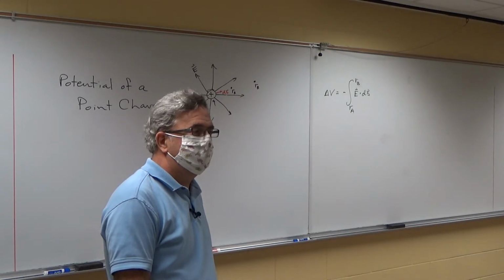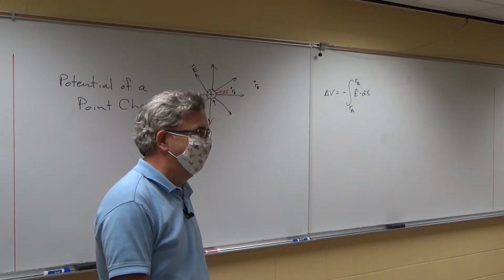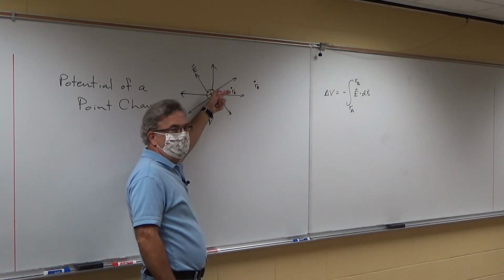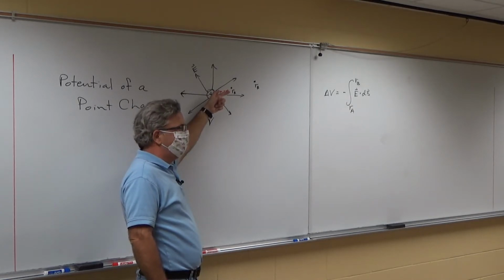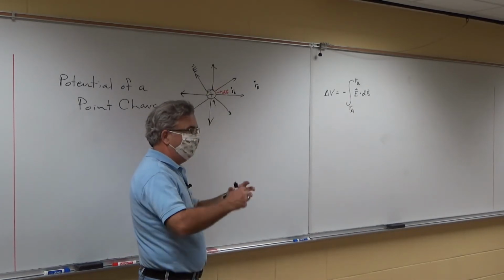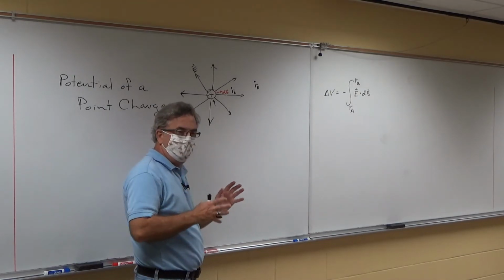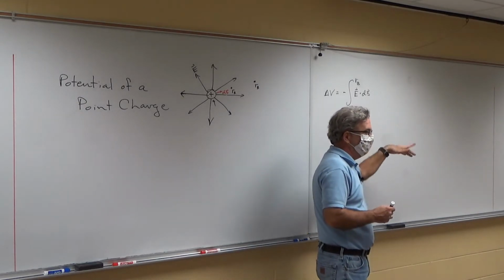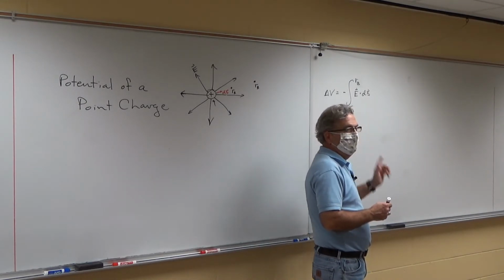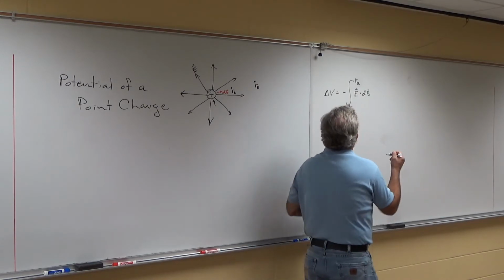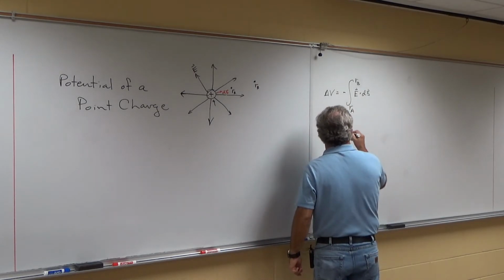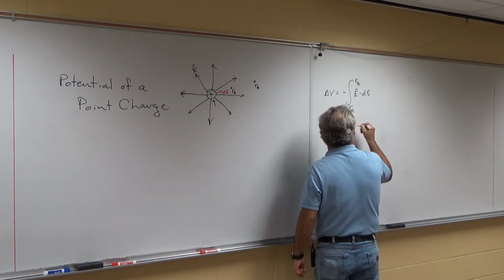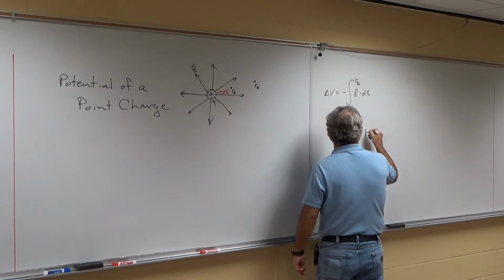Not a difficult question. Zero, yeah. ds is this radial vector, or radius vector, and the electric field has this nice spherical symmetry. So the angle between E and ds is 0 everywhere. Cosine 0 is 1, so I can get rid of that little dot. So this is equal to the negative integral from R sub A to R sub B of E ds.